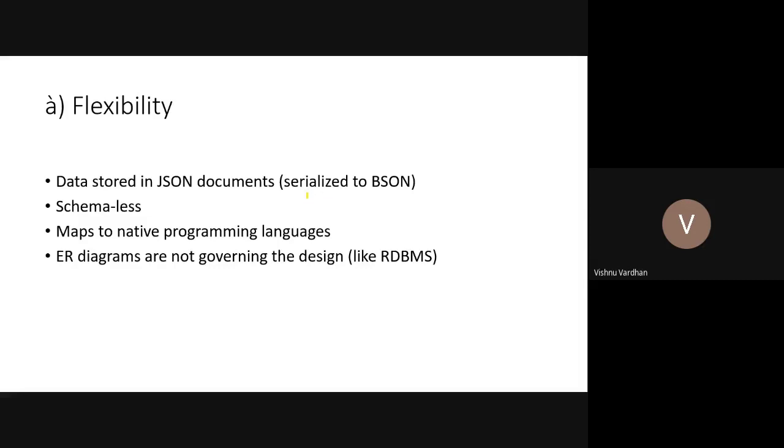The data which is stored in JSON format is generally called a BSON document. This is nothing but binary JSON, so that's why it is called a BSON document. It is very similar to JSON, and it is completely schemaless. That's why it is offering the flexibility.